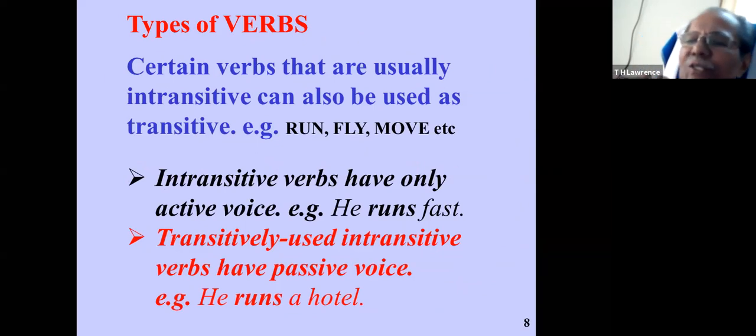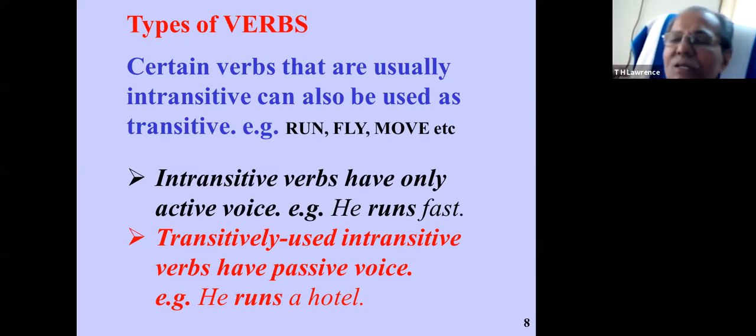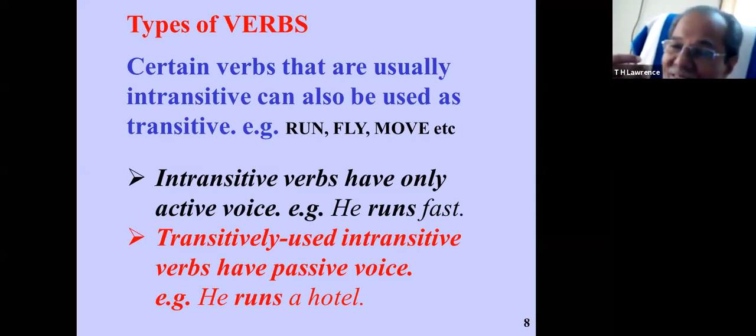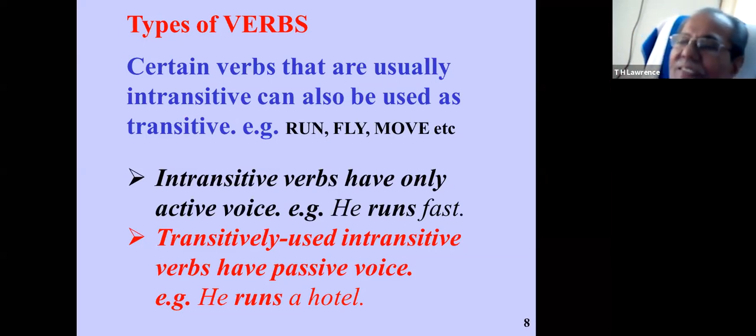Certain verbs that are usually intransitive can also be used as transitive. This is another aspect of the verb. See, run. Usually when you ask the questions, run, what? Usually you won't get an answer. Whom? You won't get an answer. Fly. You won't get. And move also you won't get. At the same time, you can use these verbs in such a way that they become capable of giving you an answer. And that is called transitively used. So certain verbs that are already intransitive can also be transitively used.